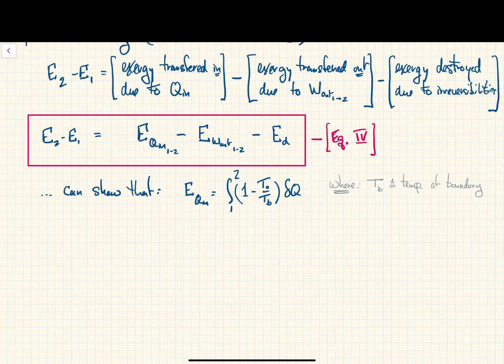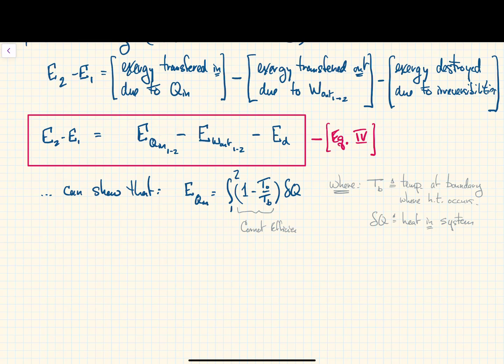So it's an increment. T_B could change as a result of that, and so you're going to slowly integrate this path from 1 to 2. So T_B is the temperature of the boundary where the heat transfer occurs, and dQ is the heat into the system during that part of the process.